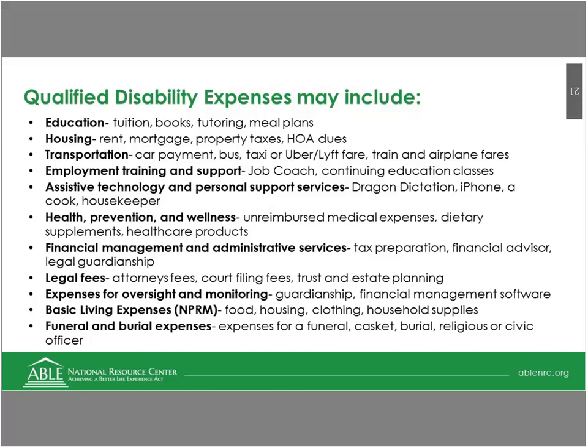Assistive technology and personal support services. This is another big one. That could include a dictation application, an iPhone, a cook, a house cleaner, support of that nature that could help a person with a disability. Health, prevention, and wellness. This could be unreimbursed medical expenses, dietary supplements, healthcare products, financial management and administrative services, tax preparation, financial advisors, legal guardianship expenses. Legal fees could include attorney's fees, court filing fees, trust and estate planning fees. Expenses for oversight and monitoring can again go back to financial management software, things like that.